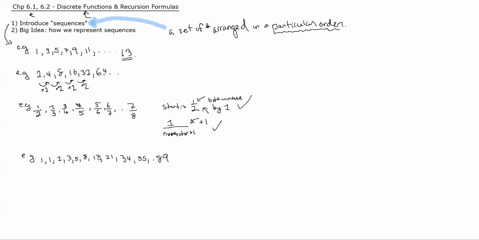Wondering how? In this particular sequence, the next number is going to be the sum of the prior two. So 1 plus 1 is 2. 1 plus 2 is 3. 2 plus 3 is 5. 3 plus 5 is 8. 5 plus 8 is 13, so on and so forth. This is a very special sequence called the Fibonacci sequence. We're going to come back to this in 6.2, but just thought I'd throw it in there.